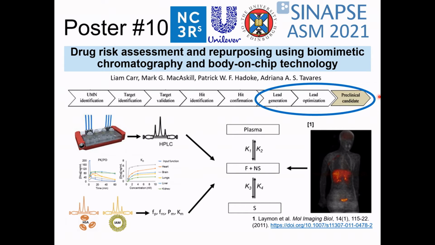So our aim is to address some of these preclinical shortcomings during the lead selection and optimization stages by combining the body-on-chip derived pharmacokinetic and pharmacodynamic data with data obtained from biomimetic chromatography in order to produce a novel in silico model for drug risk assessment, and then validate the predictors of blood-brain barrier penetration and drug distribution using pre-existing in vivo human PET data.